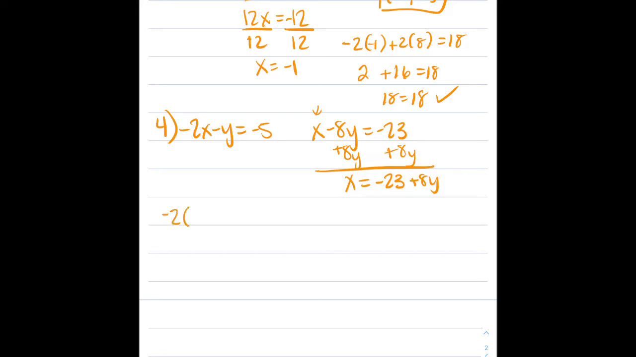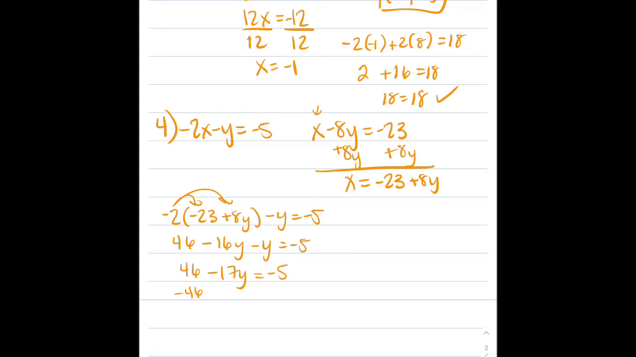So I have negative 2 times negative 23 plus 8y instead of x, minus y equals negative 5. And I can solve for y here, so I'm going to distribute. So this will be positive 46 minus 16y minus y equals negative 5. So 46 minus 17y equals negative 5. I'm going to subtract 46 from both sides.